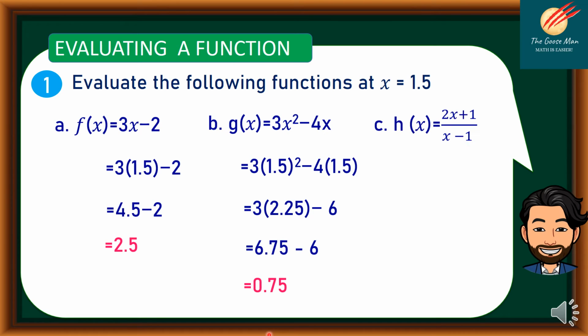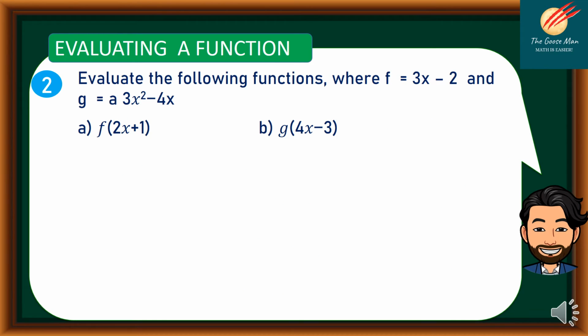On the other hand, if I have h of x is equal to 2x plus 1 all over x minus 1, again, our objective is to substitute all x's by the value of 1.5. So we have 2 times 1.5 plus 1 all over 1.5 minus 1. Simplifying it further, 2 times 1.5 is equal to 3. Then 1.5 minus 1 is equal to 0.5. So we have 4 divided by 0.5, so this is equal to 8.